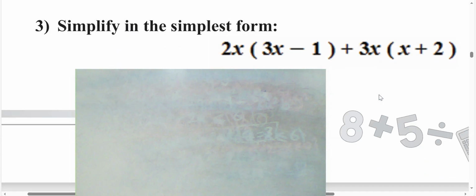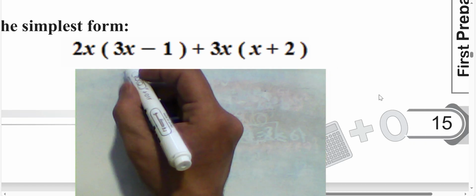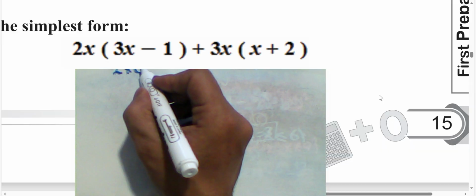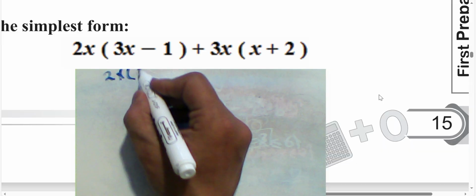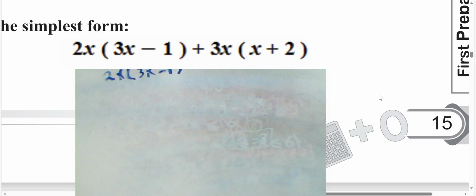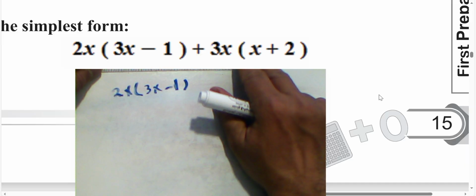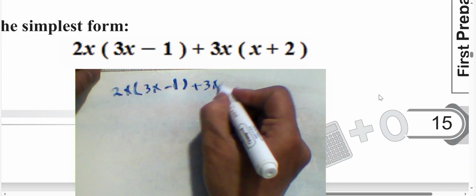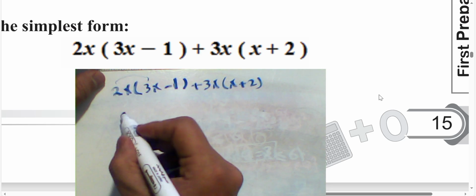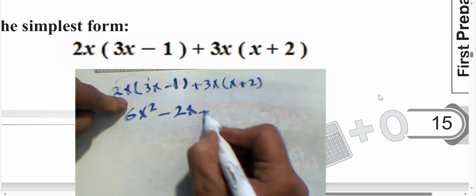Next question here, simplify this expression. We have 2x times brackets here 3x minus 1 in brackets, and then plus 3x times x plus 2. We know 2 times 3 is 6, x times x power 2, and 2x times 1 it will be 2x.